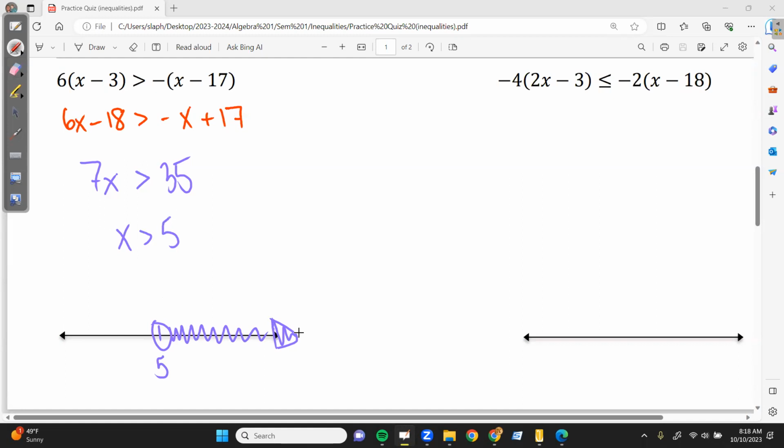Next problem is basically kind of more of the same, just a little bit more negative distribution on this one. So on the right-hand side, distributing the negative 4 gives me negative 8x. Change the sign, 12. Distribute negative 2 gives me negative 2x, change the sign, 36. Variables to the left.